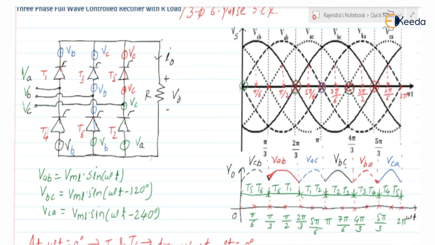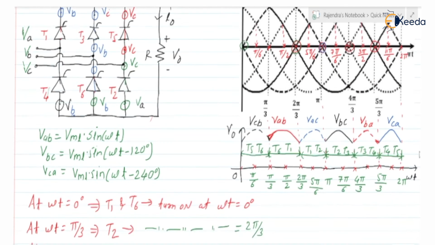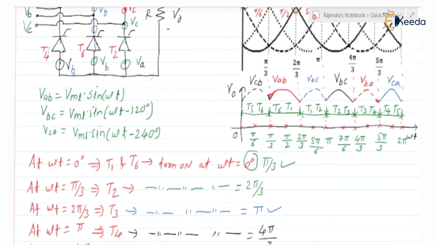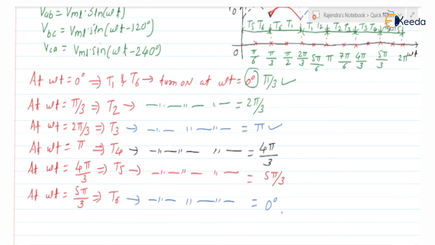So if you check, thyristor T1 will turn on, right? Thyristor T1 for the continuous cycle will turn on at pi by 3 actually. But for the very first cycle, it will start at 0 degree. Is this clear? So here, T6 is at 0 degree. After that, 0 plus 60 degree, it is pi by 3. Then T1 starts conduction. Next, 2 pi by 3, 3 pi by 3, 4 pi by 3, 5 pi by 3.